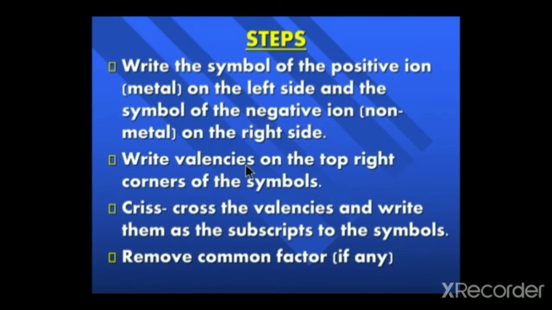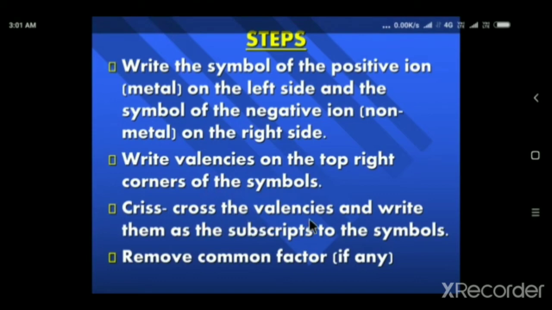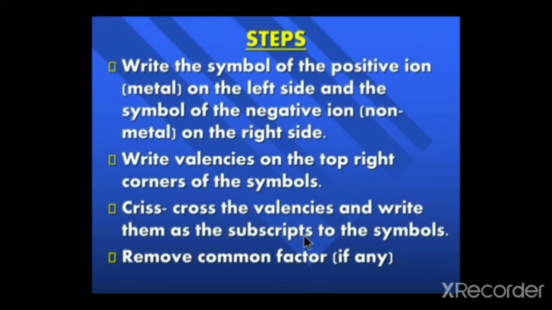Number 2, write valencies or the charges on the top right corners of the symbols. Number 3, crisscross the valencies and write them as subscripts to the symbols. Means we have to write the valencies after crisscross at the bottom of the symbols. Number 4, remove common factor if any, otherwise leave this step.